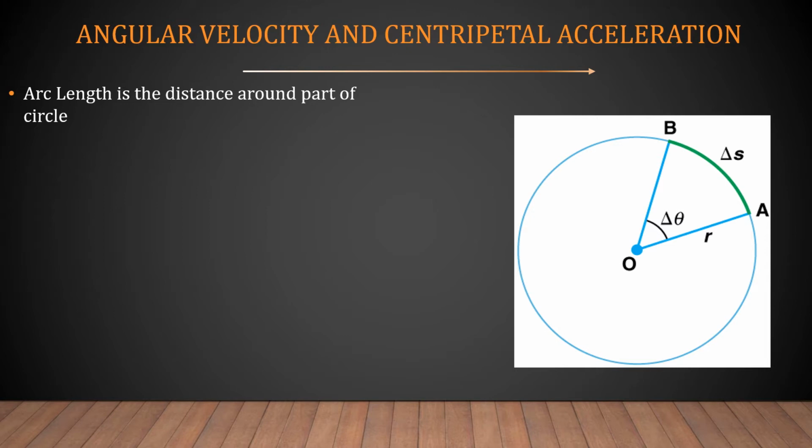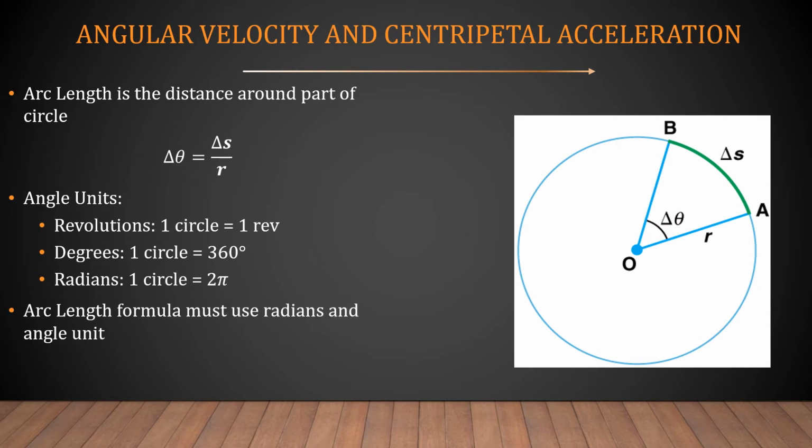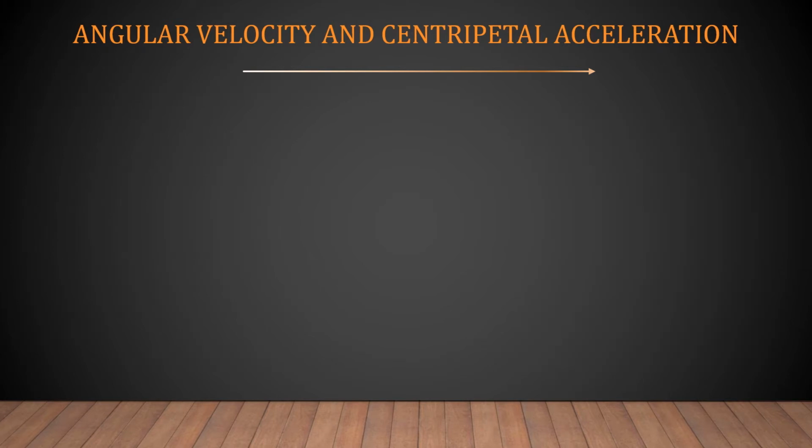Arc length is the distance around part of a circle, and this angle is equal to arc upon radius. Its units are in revolutions. One circle is equal to one revolution. In degrees, one circle equals 360 degrees, and in radians, one circle is equal to 2 pi. The arc length formula must use radians as the angle unit. As you know, 2 pi is equal to 360 degrees, which is equal to 1 revolution.